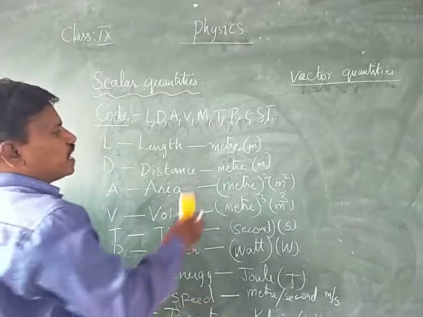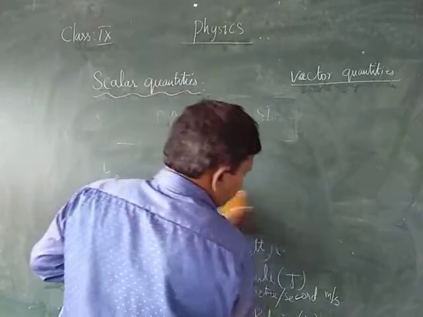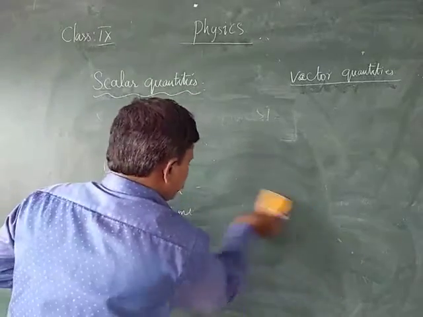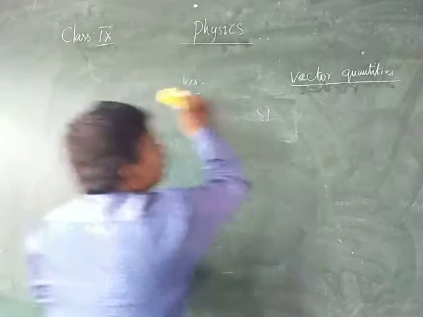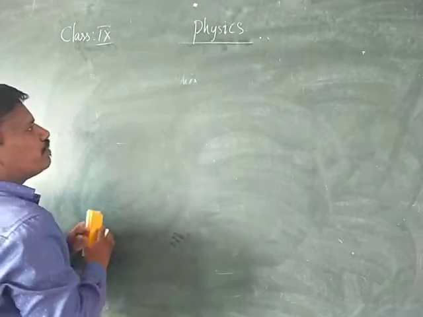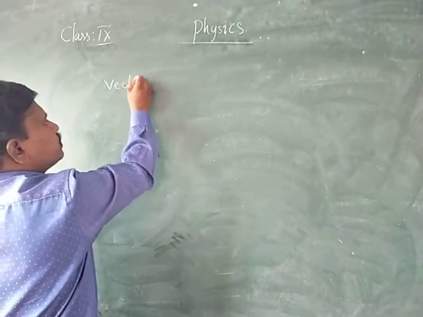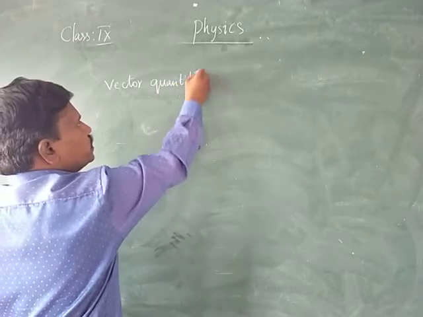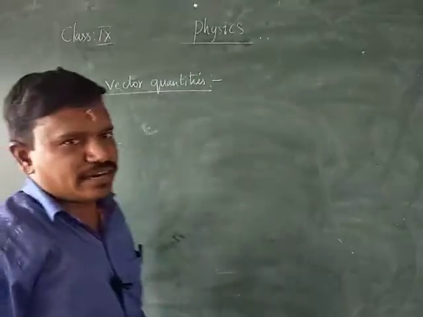Coming to the vector quantities. The physical quantities which have both magnitude and direction are called vector quantities. That means in order to represent the vector quantities, direction is compulsory.